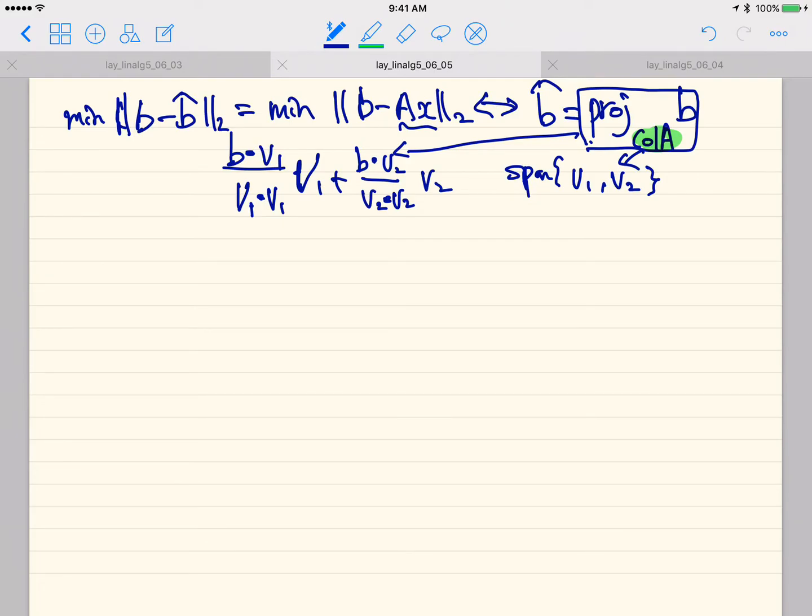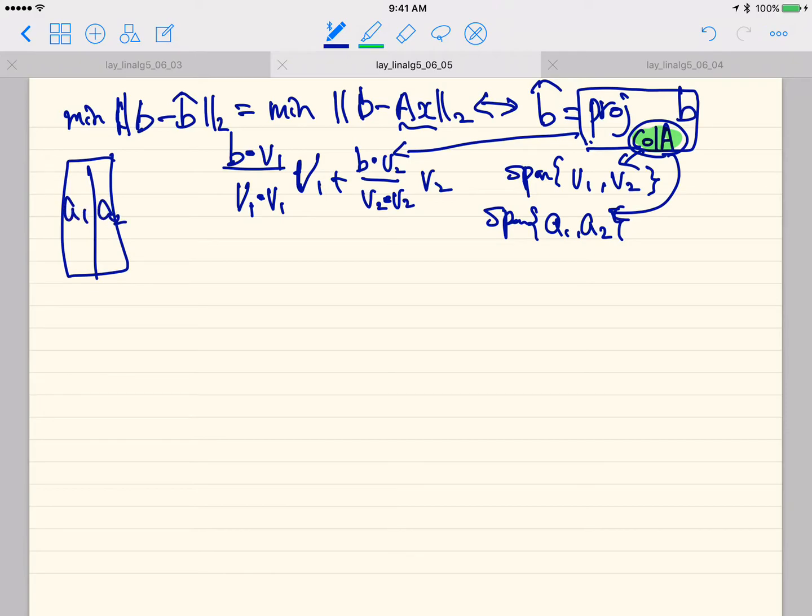But in general, this subspace is spanned by A1, A2. For example, if we have a matrix A that has two columns, A1 and A2. In this case, since A1 and A2 are in general not orthogonal, we cannot represent its projection onto that subspace in this form, unless or until we obtain the orthogonal basis. Okay, so it is the last part of this chapter, but at this point you can think about how we can utilize what we learned in the previous chapter.